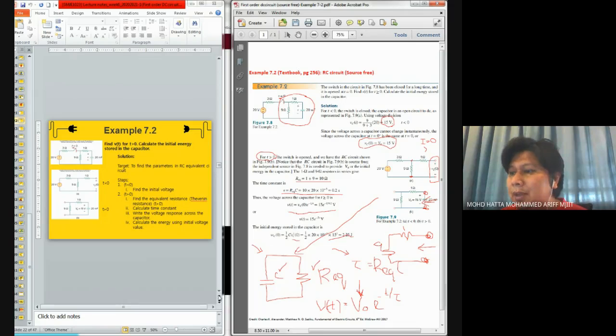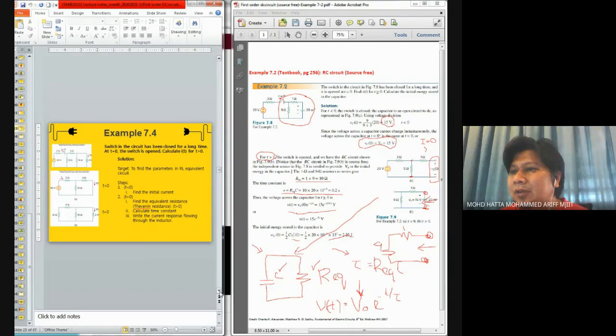So please remember that although you can calculate the initial energy, finding V of t over here is very crucial, where you need to find the answer for that one also. Okay, now 7.4, I think you can have a look by yourself later on.